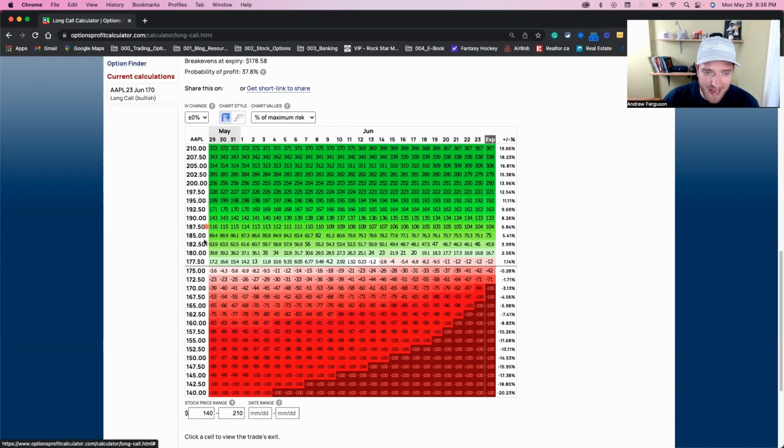If you're closer to the money at 177.5, you're going to be up 17%, so you're going to make some money. But as you go over time, if it doesn't get there right away, eventually, if you're at June 13th here, you're going to be negative percentage on your trade. So you're actually going to lose money even though the stock price has gone up. So it's important to understand this.